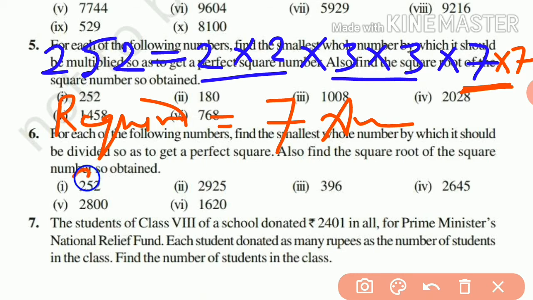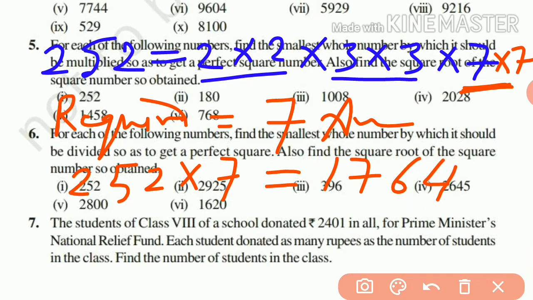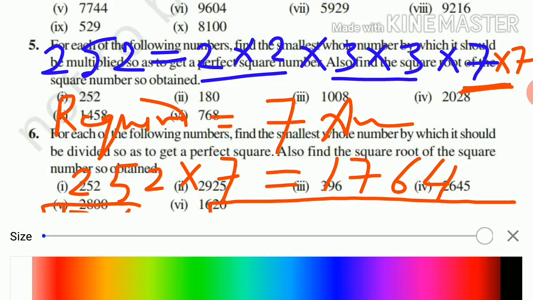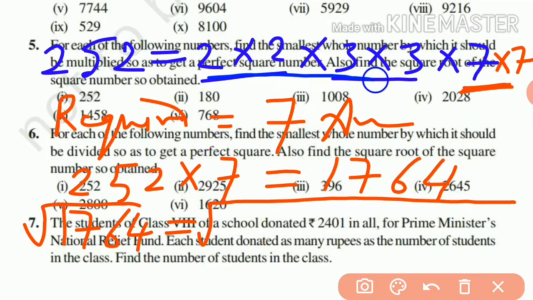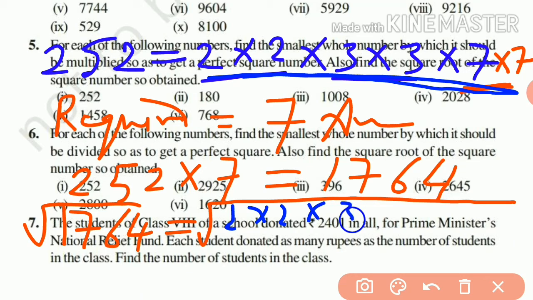So we will multiply 252 by 7. We will get 1764, and then find the square root of 1764. The prime factors will be like this: all these factors occur here, that is 2 into 2 into 3 into 3 into 7 into 7.